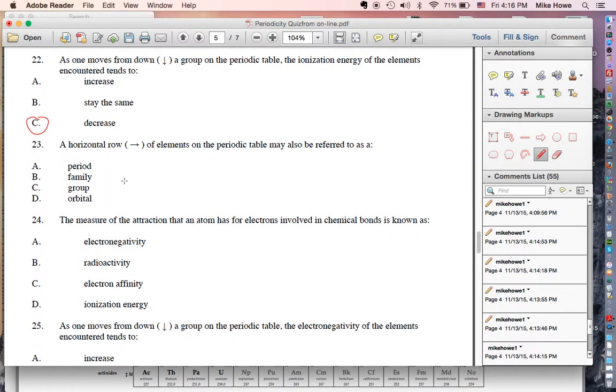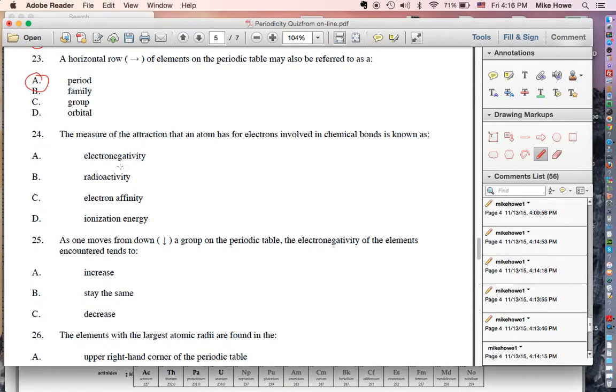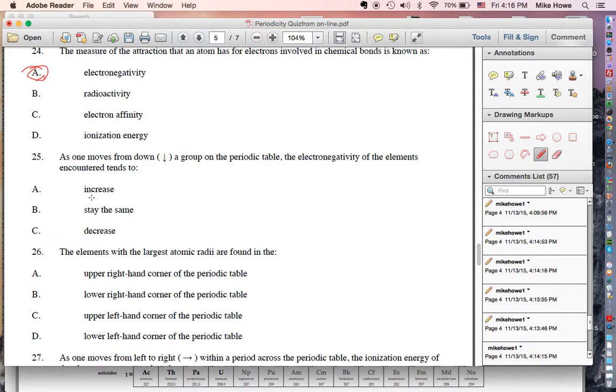All right, this is just a definition. Horizontal row may also be referred to as a period, sometimes called a series. So periods are series. The measure of attraction that an atom has for electrons in a chemical bond, that's known as electronegativity. Once again, just a definition. As you go down, the atoms are getting bigger. So the electronegativity will decrease because electronegativity is more when the atoms are smaller.